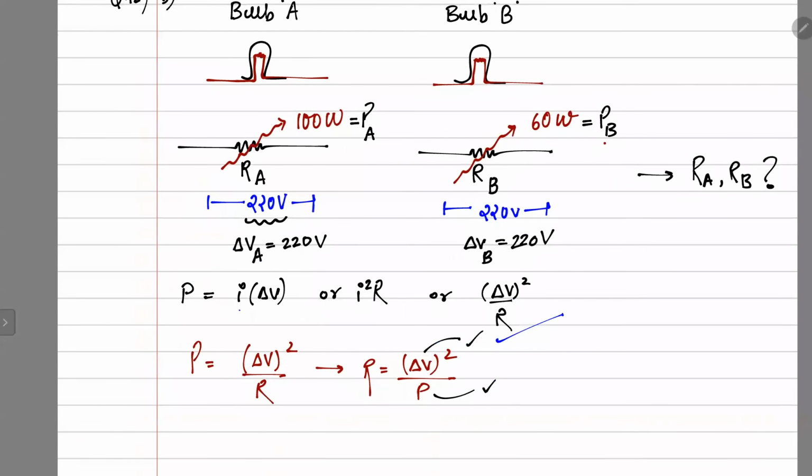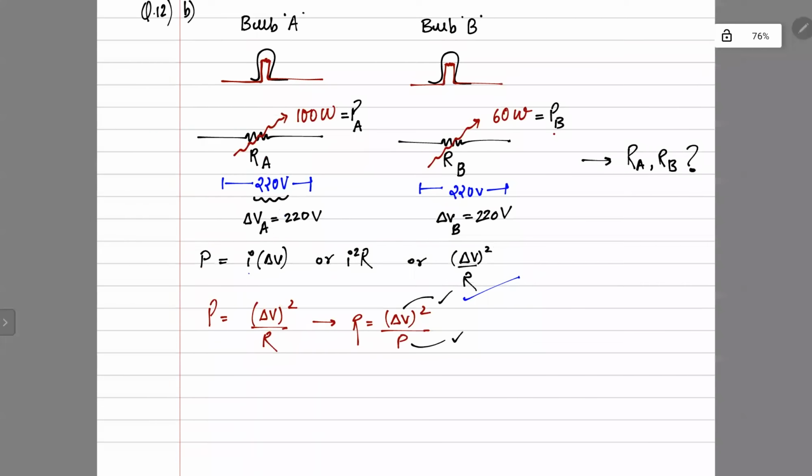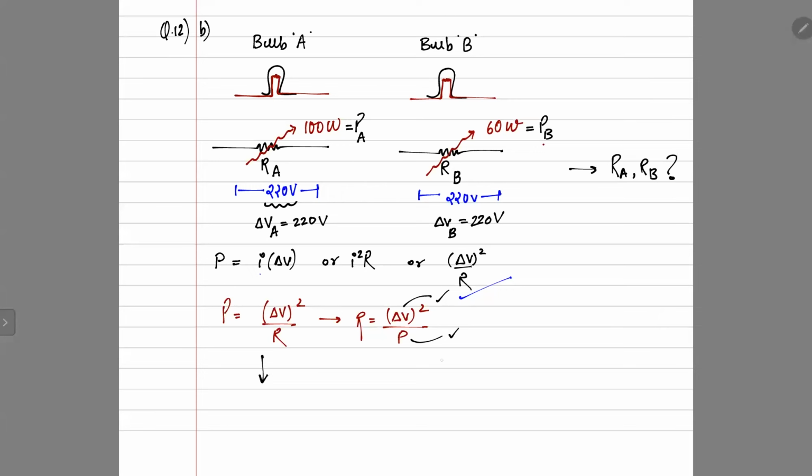Now I will apply this formula to both A and B. So I can say that in the first part and in the second part, resistance of A is basically delta V across A, the whole square upon the power of A. Resistance of B can be written as the potential difference across B, the whole square upon the power of B.